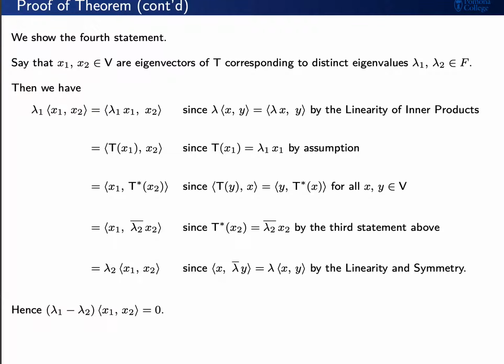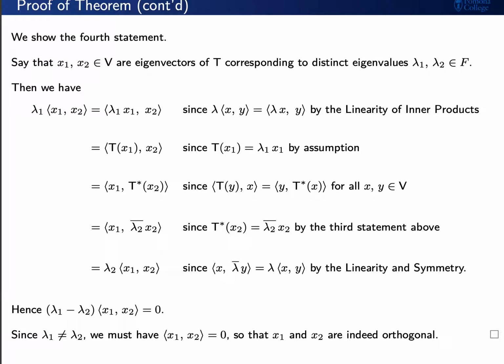So upon subtracting the left-hand side from the bottom, we see that we have the scalar lambda 1 minus lambda 2 times the inner product of x1 and x2 must be 0 as a scalar. But lambda 1 is different from lambda 2, so we must have the inner product of x1 and x2 equals 0, showing that indeed x1 and x2 are orthogonal.